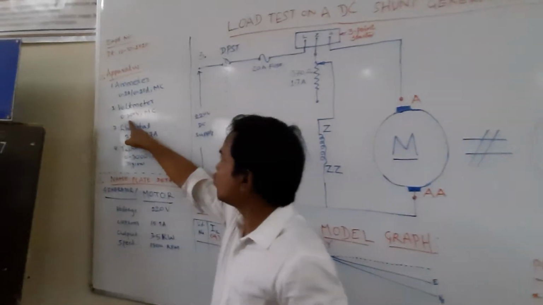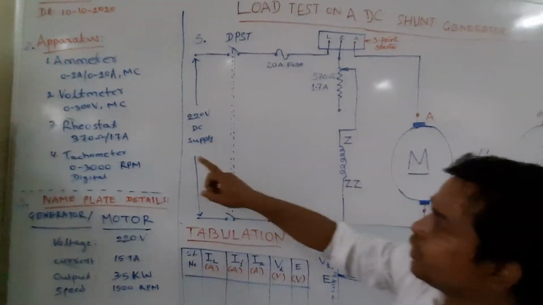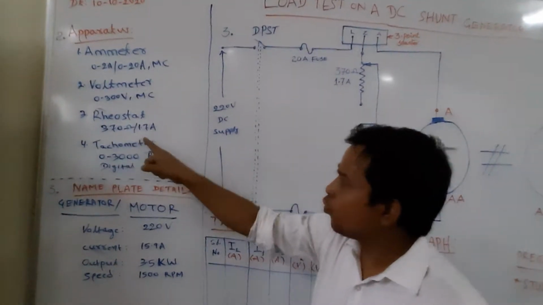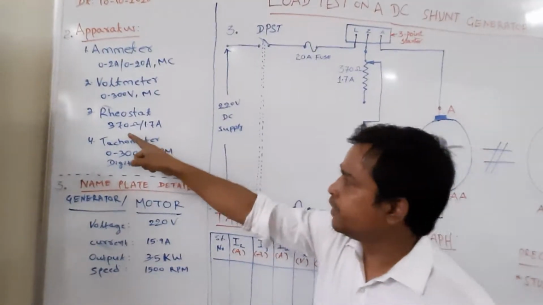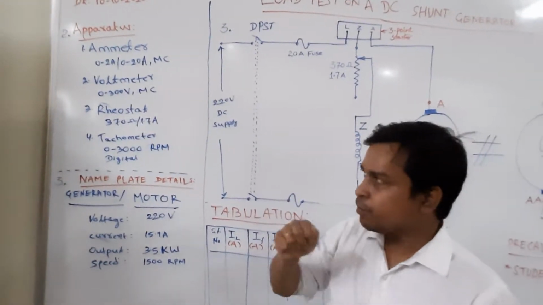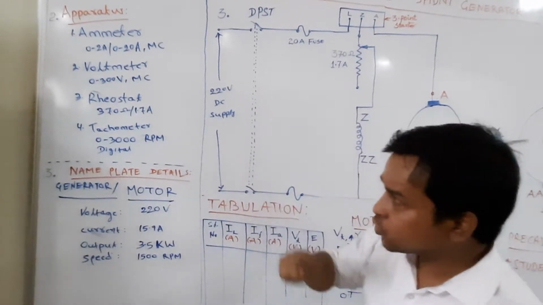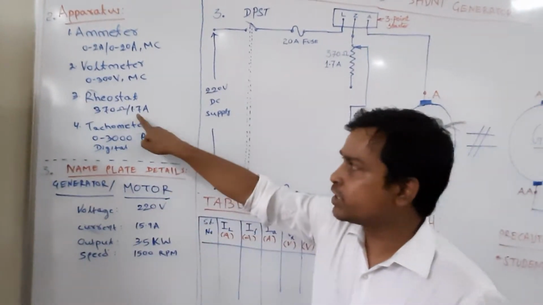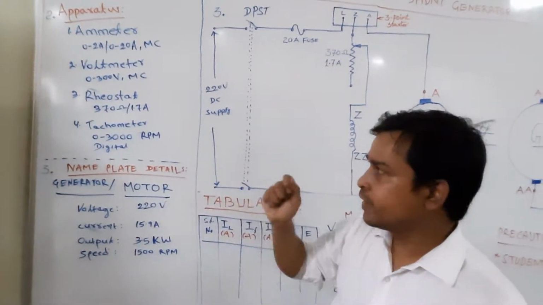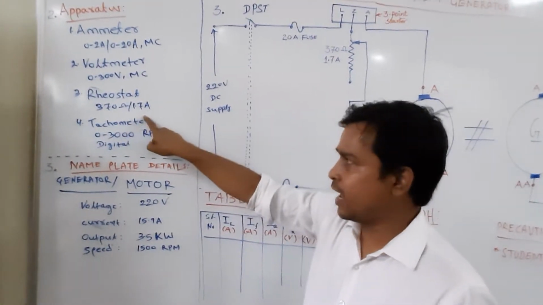This voltmeter is 0 to 300 volt, MC type. Then we have a rheostat, 370 ohm, 1.7 ampere. The meaning of 370 is that this rheostat can be changed from 0 ohm to 370 ohm, and the maximum current that should pass through this rheostat is 1.7. You should make sure that the current through this rheostat should not be more than 1.7 ampere.